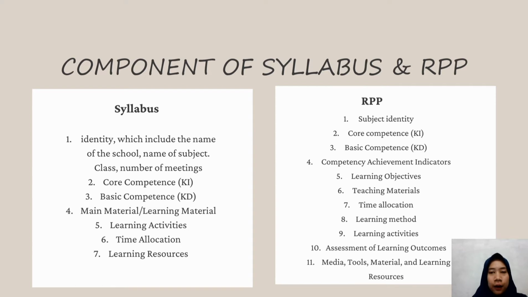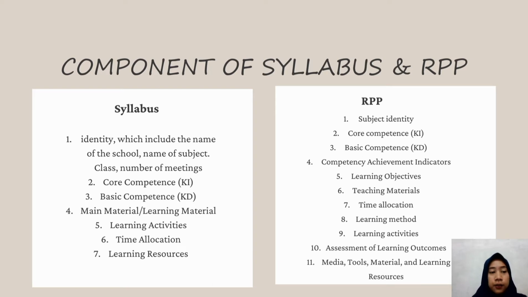And the components of RPP, number one, subject identity, includes school identity, subject, class, semester, time location, and material or theme. Number two, core competence. Core competence is the level of ability to achieve graduate competence standard that students must have at each class or program level, which is the basis for basic competence development. Core competencies include four dimensions that reflect spiritual attitude, social attitude, knowledge, and skill.